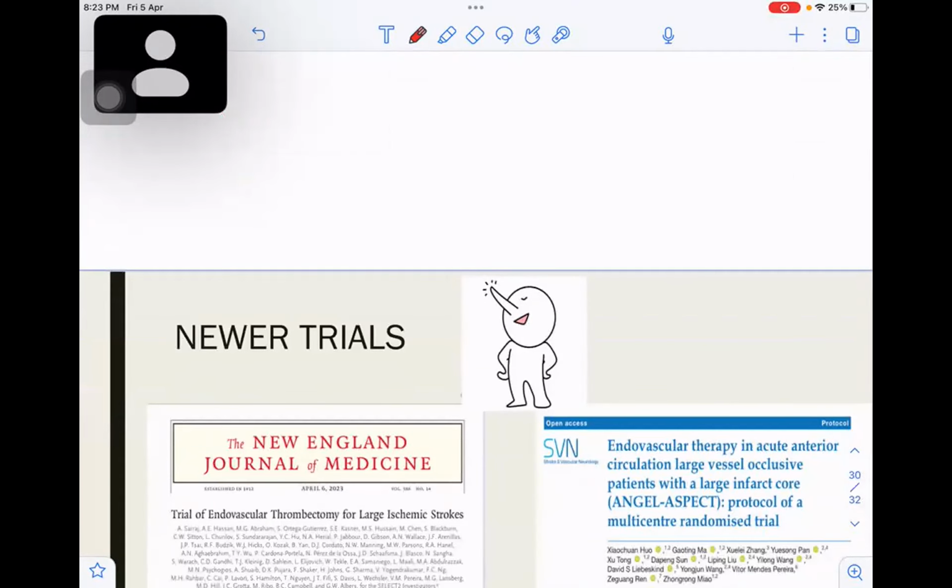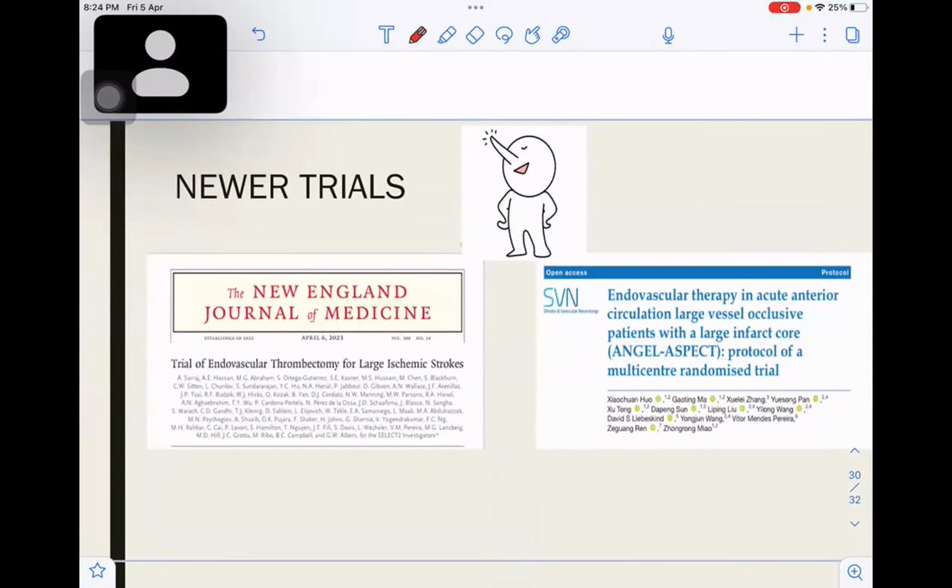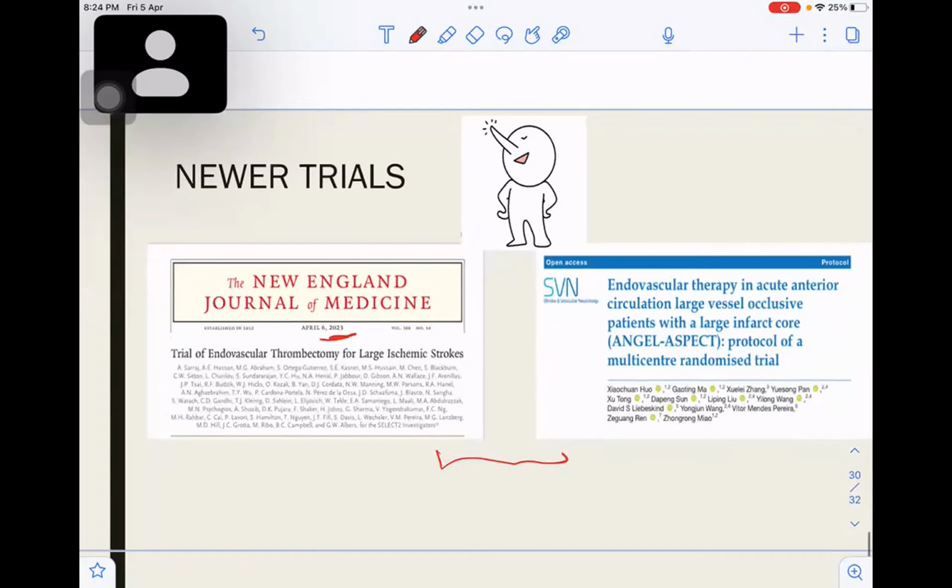Then what happened was there were certain newer trials which have been published in 2023. Two trials: one is the SELECT trial and the other is the ANGEL-ASPECT trial. As we have seen, in both DAWN and DEFUSE, they restricted themselves to around 70 ml. In the DAWN trial, it was only 51 ml of infarct volume, and 70 ml in the DEFUSE trial.